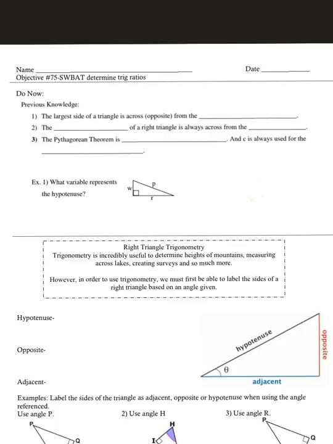Okay, so at the top it says the largest side of a triangle is across from the largest angle. And we should all know this one too. The hypotenuse of a right triangle is always across from the right angle, which is always also the longest side. Okay, so the Pythagorean theorem, we should all know this one too. A squared plus b squared equals c squared. And c is always used for the hypotenuse.